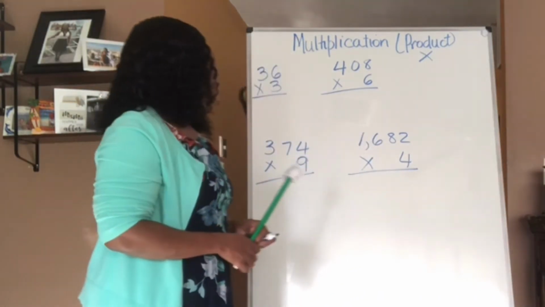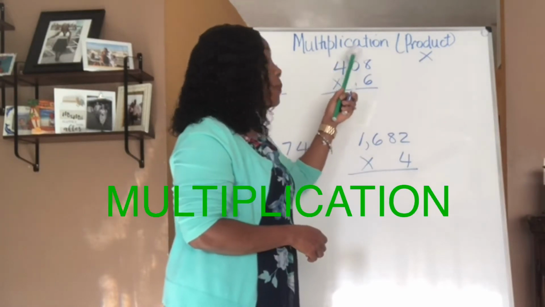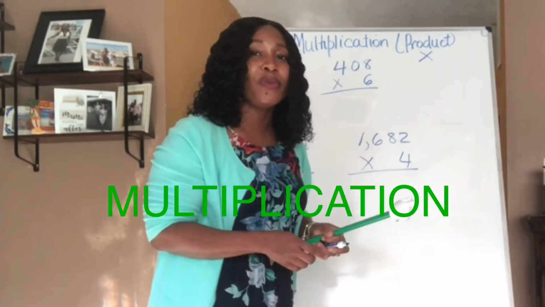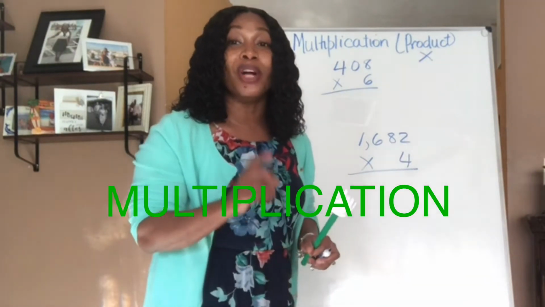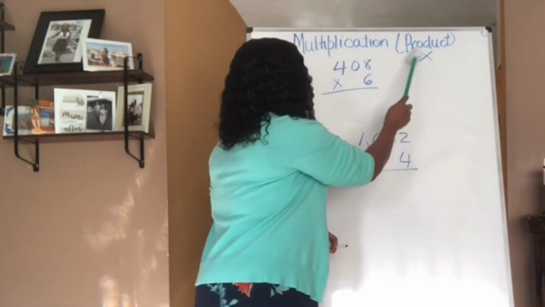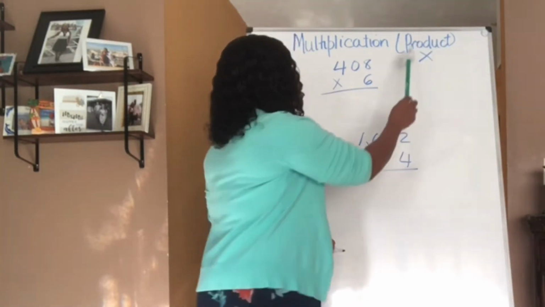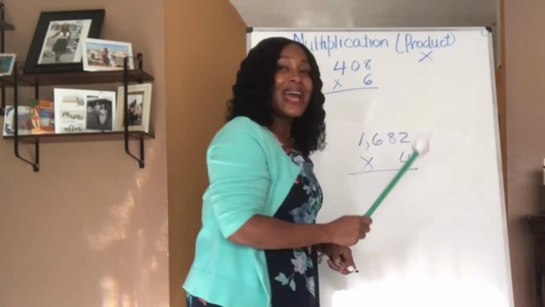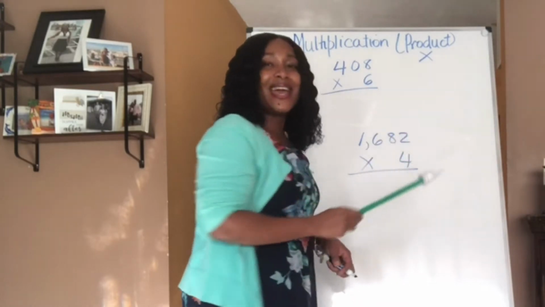All right, now today we will be doing multiplication. The last time we met, I told you when we meet again for math, we are going to be multiplying. Now when we multiply, we get the product. The answer you get when you multiply is called the product. And your multiplication sign looks like an X.